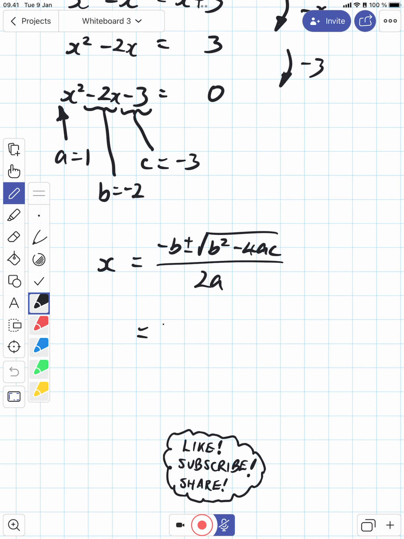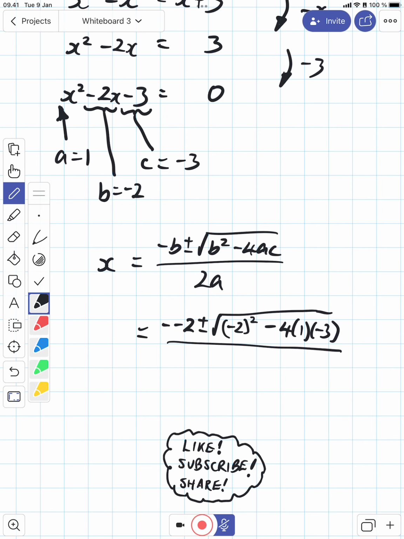So x is minus minus 2. I've got to be careful the minus is there. Plus or minus the square root of minus 2 squared. Now I'm going to put minus 2 in a bracket there because I've got to remember that the minus gets squared as well. So it's going to be a minus times a minus. And then it's got minus 4ac, so that's minus 4 times 1 times minus 3. And that's all divided by 2a, all divided by 2 times 1. Okay, so I need to tidy that up a bit.